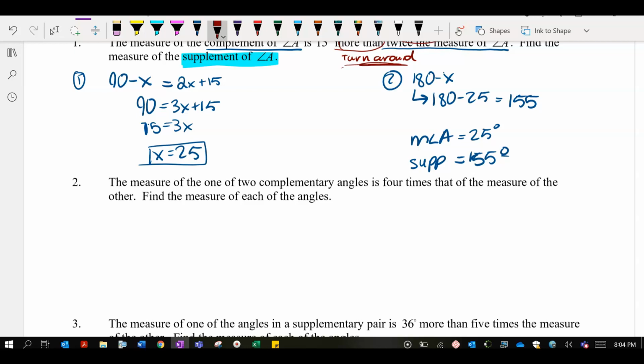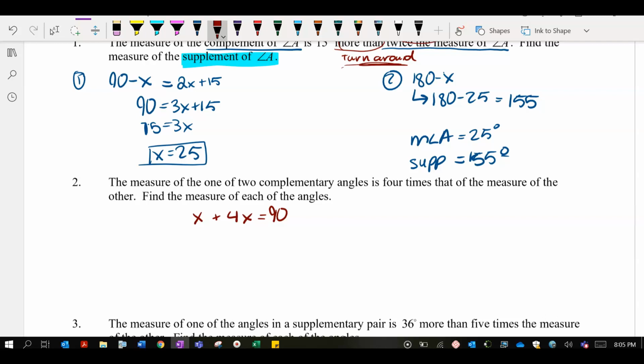So we have here one of the angles, so we're talking about two angles here. One of them is 4 times the other, so that means one of them is going to just be x. The other will be 4x because it's 4 times the other. And it is talking about complementary angles, and complementary angles we know is equal to 90 degrees. So the measure of one of the two complementary angles is 4 times the amount of the measure of the other.